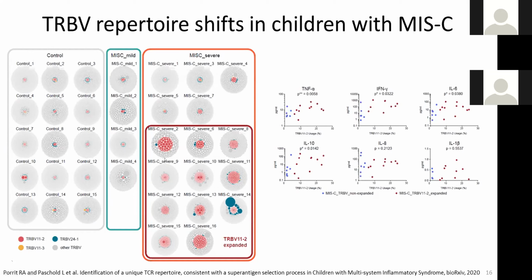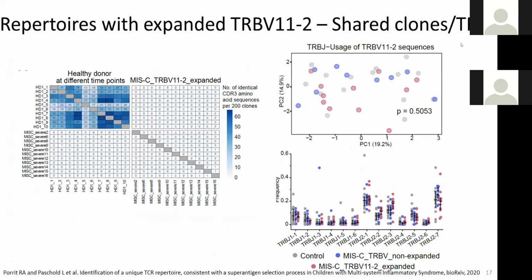Those expanded repertoire patients also had higher cytokine levels for some factors, so especially TNF alpha, interferon gamma, and IL-6 could be correlated with the percentage of TRBV 11-2 usage. Again, speaking for a superantigenic involvement, which triggers the cytokine storm and the TRBV switch.